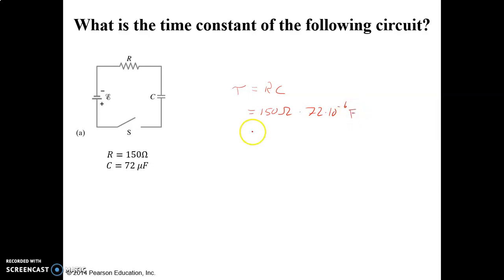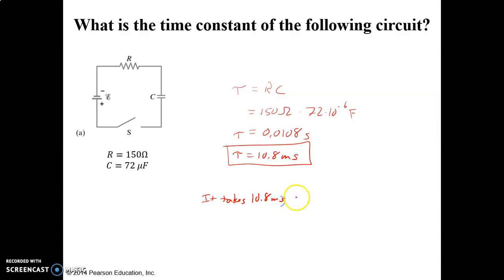There we go. And that comes out to 0.0108. Time constant is in seconds. Now that is 10.8 milliseconds. So it's a very quick time constant. What this basically means is it takes 10.8 milliseconds to reach 63% of capacity.